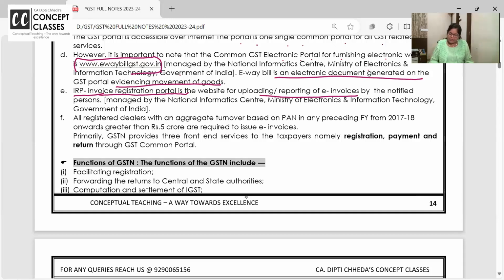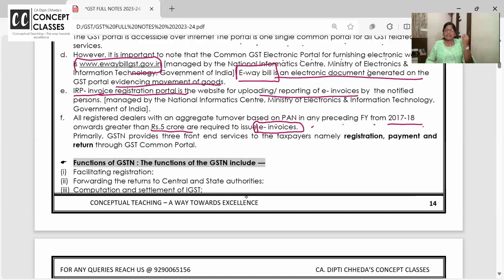All registered dealers with aggregate turnover based on PAN in any previous year from 17-18 onwards exceeding 5 crores, e-invoice is necessary. E-way bill is for all the details about transporting the goods from my place to her place. E-invoices, you cannot generate handmade invoices. Invoice is also generated through the portal. And I cannot generate the invoice and keep on canceling them. Fake invoices will come.